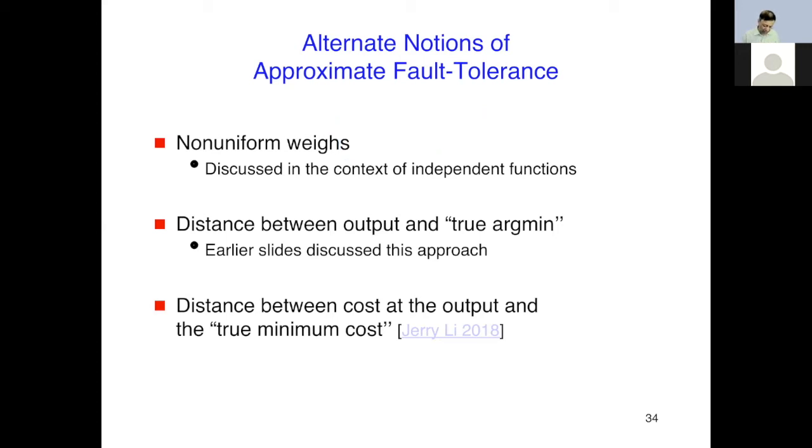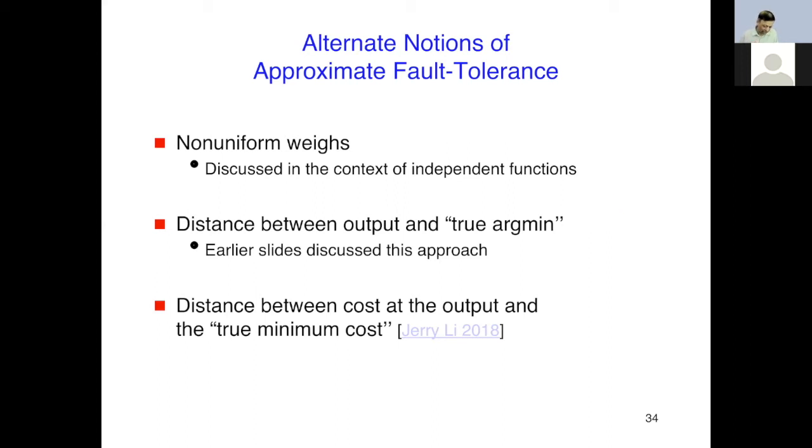The second method is what we just discussed, the 2t, epsilon resilience, where we are bounding the distance between the argument that we actually want to find and the output of the algorithm that we produce. So the distance here is between the argument we wanted to find and the argument that we are actually able to output.